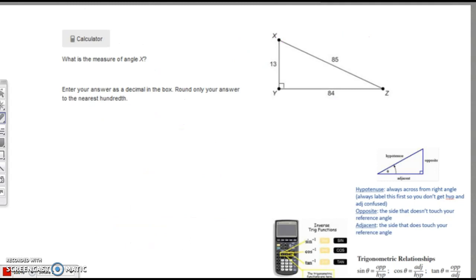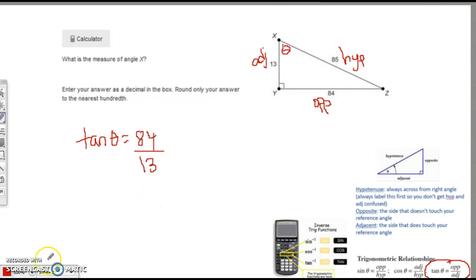Let's keep going. What is the measure of angle X? So again, I have my reference angle. I labeled my sides, hypotenuse, adjacent, opposite. This time, again, I know all three of my sides, so I'm just going to use tangent since we haven't used tangent yet. Tangent of theta equals the opposite side over the adjacent side. And I want to solve for theta. I want to know what the measure of angle X is, so I need to do the inverse of tangent on each side, because tangent and tangent inverse will cancel, leaving me with just theta.